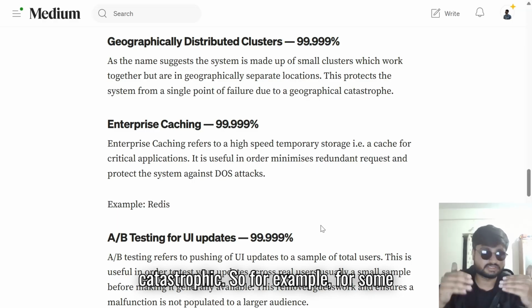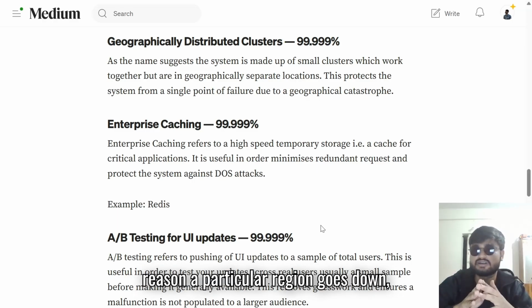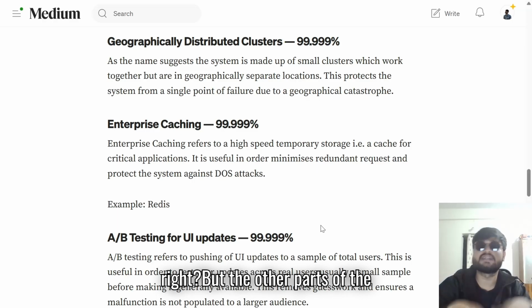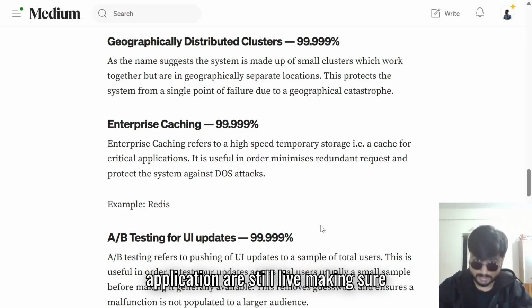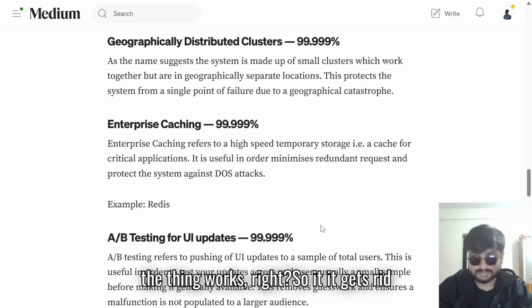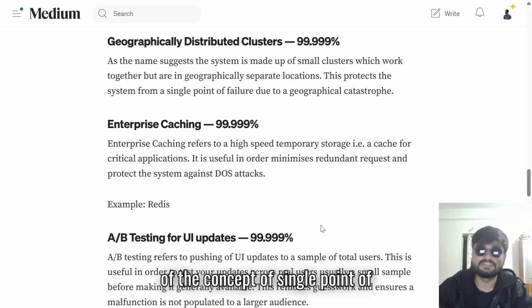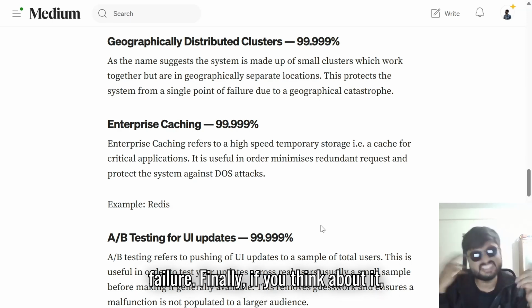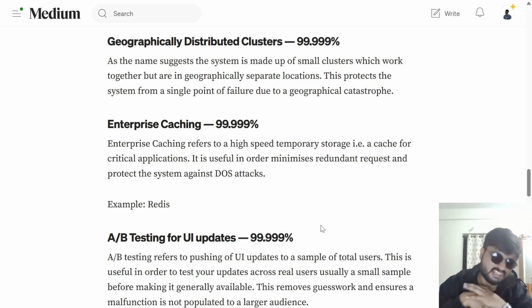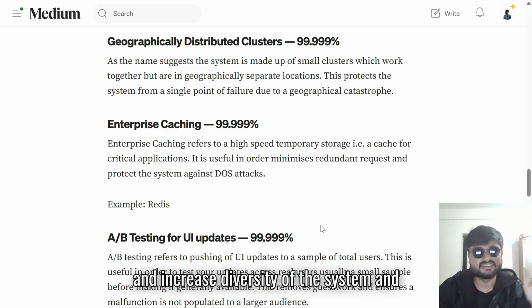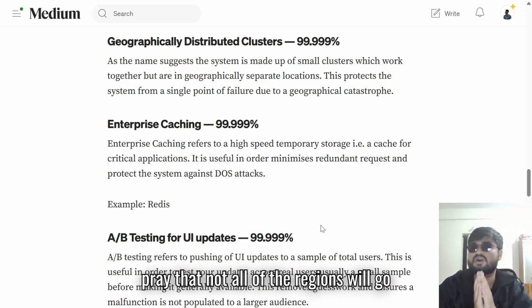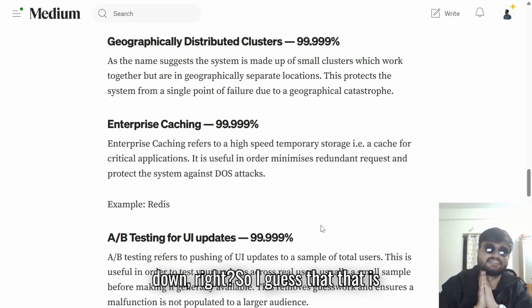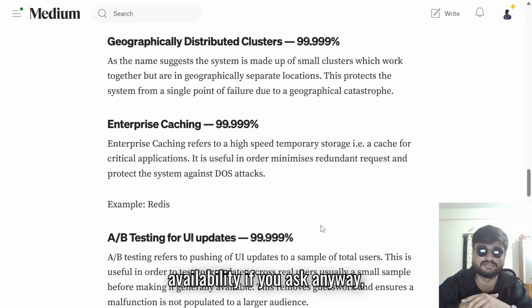So, for example, for some reason, a particular region goes down, right? But the other parts of the application are still live, making sure the thing works, right? So it gets rid of the concept of single point of failure. Finally, if you think about it, a lot of things in availability are like push everything across multiple regions and increase diversity of the system and pray that not all of the regions will go down, right? So I guess that is availability, if you ask me.